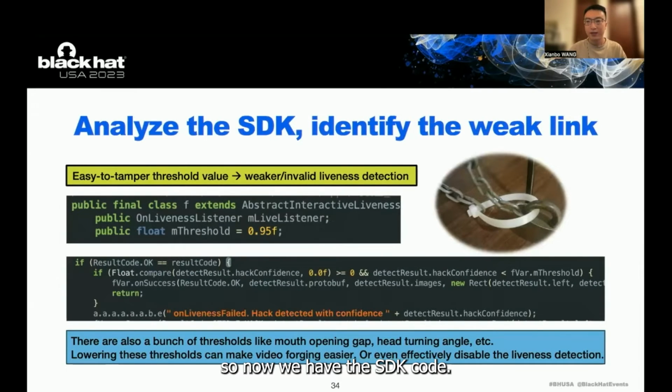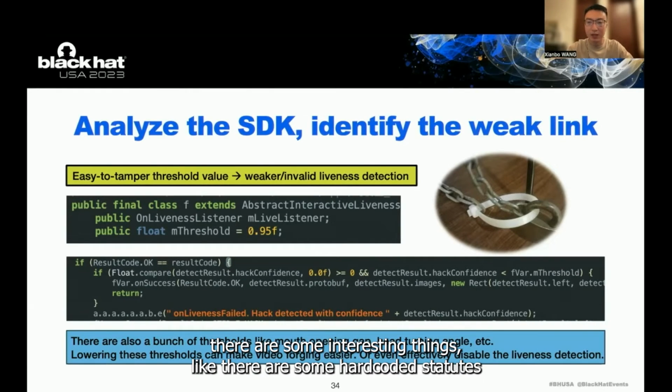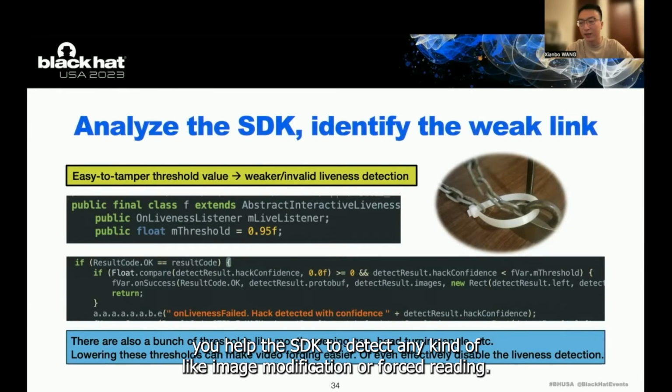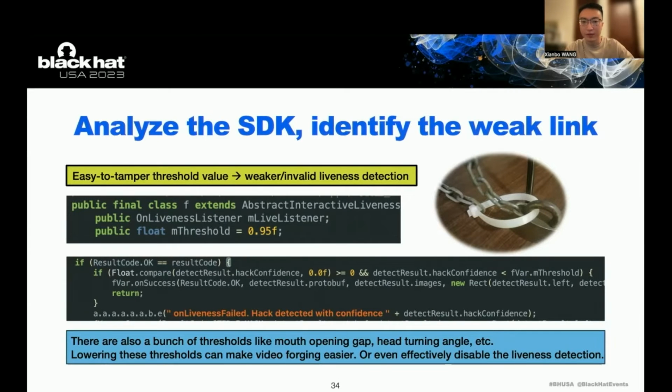So now we have the SDK code. First thing we want to do is just to decompile and read the code. And in this particular case, we quickly identify some interesting things, like there are some hard-coded thresholds. Like shown in the code snippet here is a threshold that controls the hack detection confidence level. Imagine if we lower the value from 0.95 to 0.0, then it effectively just disables the so-called hack detection, which would help the SDK to detect any kind of image modification or forged video.